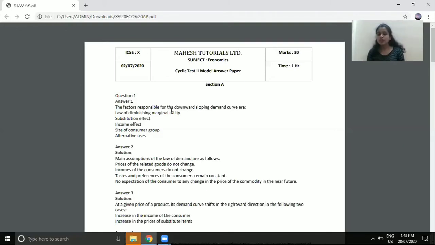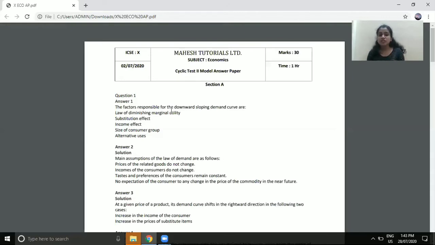So what is the question? What are the factors for this? Which are the other factors? It can be anything. You can write anything here. We have mentioned that there is an increase in the income of the consumer. There is an increase in the price of substitute goods.